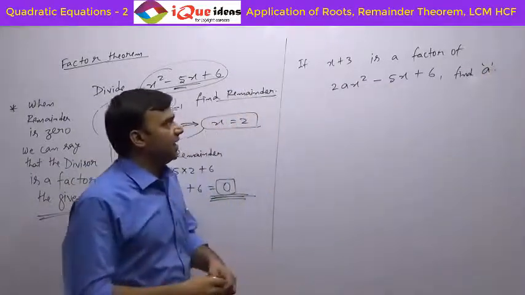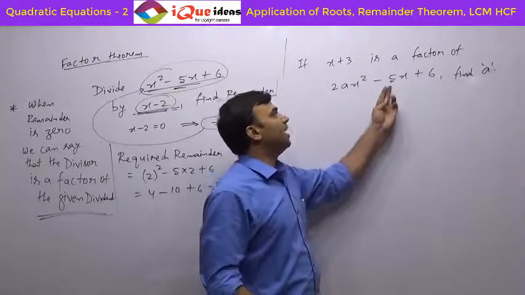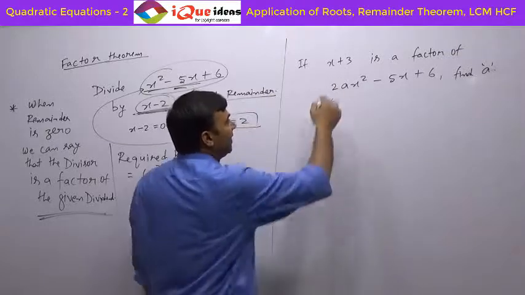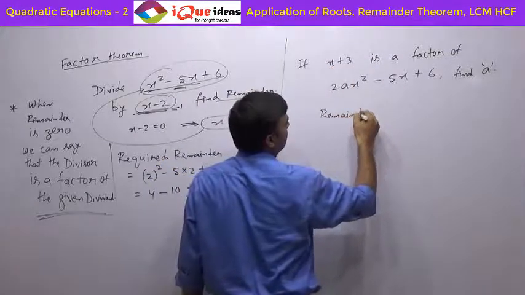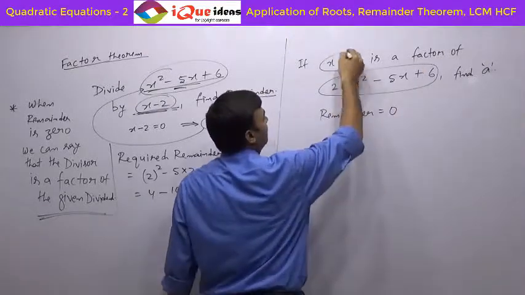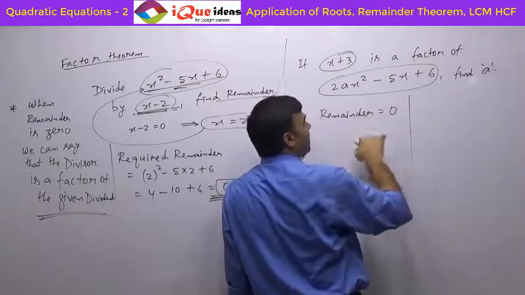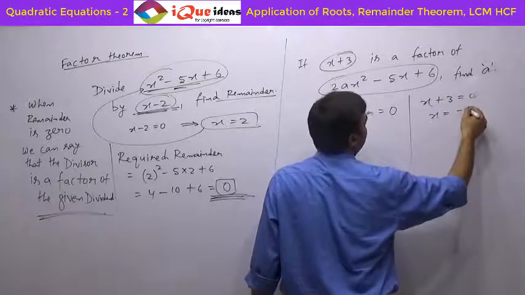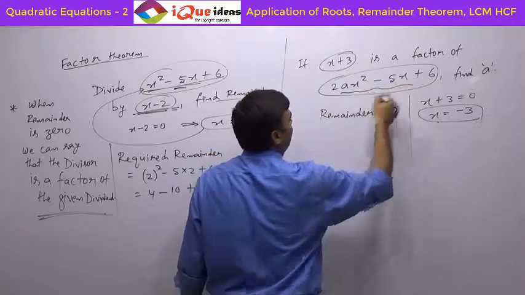Now look at this question very carefully. It says if x plus 3 is a factor of 2ax square minus 5x plus 6, find a. Now if x plus 3 is a factor, that means the remainder should be equal to 0. Which remainder? When this expression is divided by x plus 3, the remainder should be 0 because it is a factor. Now to find the remainder, what do we do? We take the divisor equal to 0. So we get the value of x from here, that is x equal to minus 3. We put x equal to minus 3 in this to find the remainder.